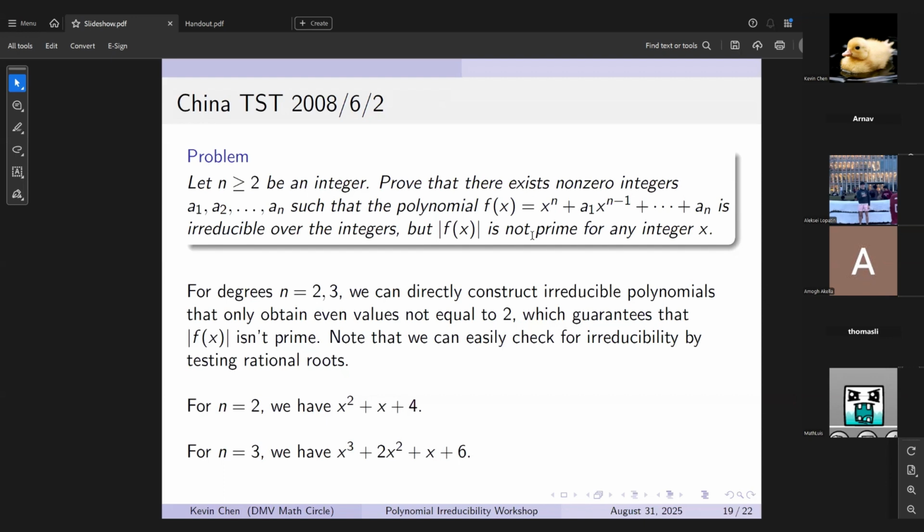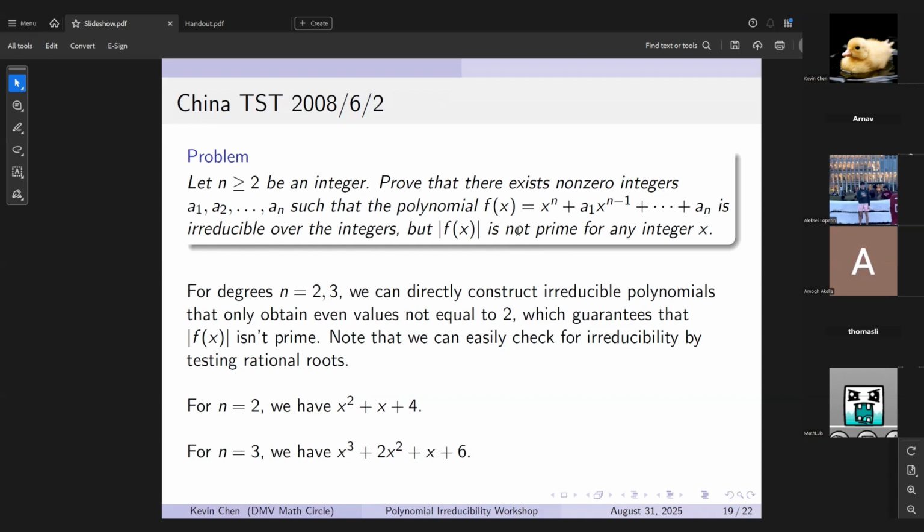Prove that there exist non-zero integers a1, a2, all the way to an, such that the polynomial f of x right here, note that it has leading coefficient of 1, is irreducible over the integers. But the absolute value of f of x is not prime, aka it's composite for any integer x.